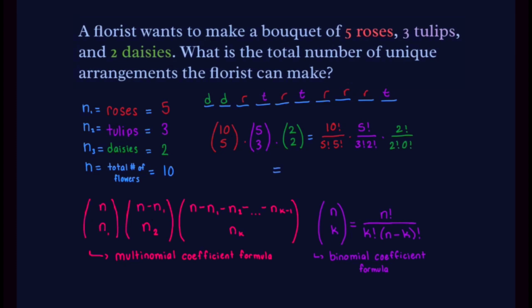We can cancel out like terms like the 5 factorial here and here, and the 2 factorial here and here, and the 0 factorial simply becomes 1. So after simplifying, you're left with 10 factorial divided by 5 factorial times 3 factorial times 2 factorial, which gives a total of 2,520 unique ways.